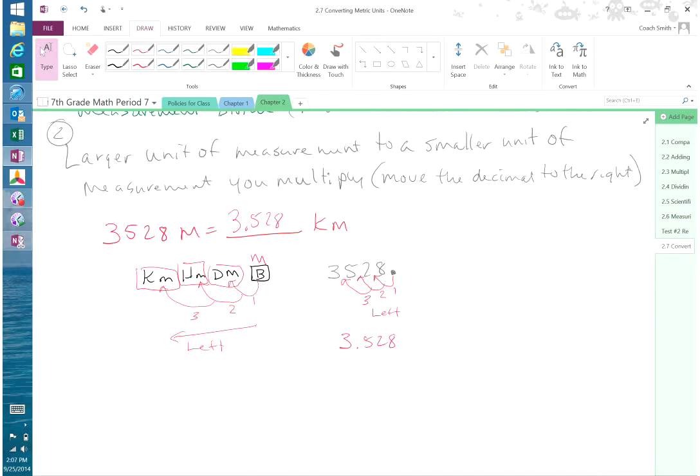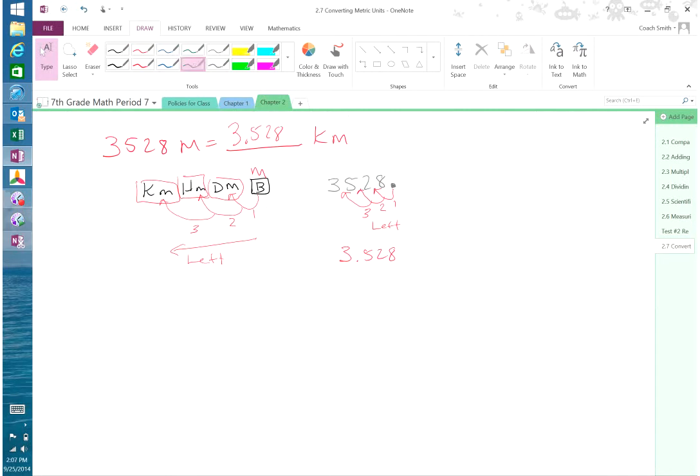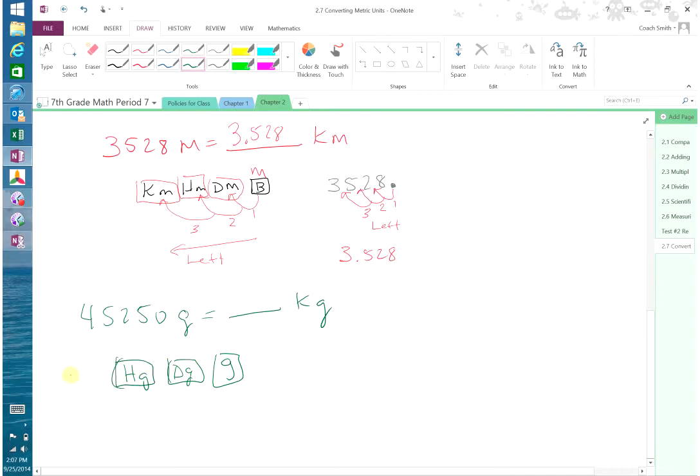Okay, let's look at another example. 45,250 grams, and that's equal to blank kilograms. So, do my boxes again. Grams, decagrams, hectograms, and kilograms. So I started here, and I want to get here. So that means I got to go once, twice, 3 times to the left.